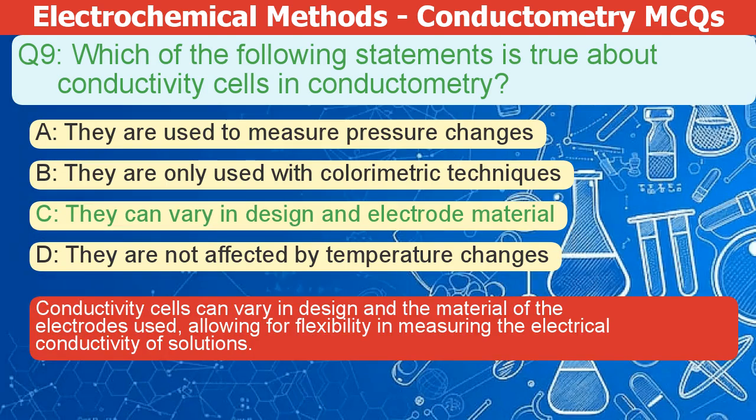The correct answer is C. Conductivity cells can vary in design and the material of the electrodes used, allowing for flexibility in measuring the electrical conductivity of solutions.